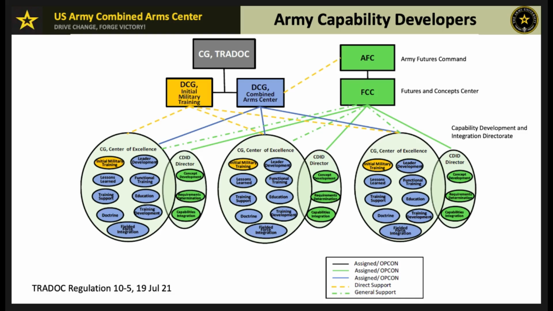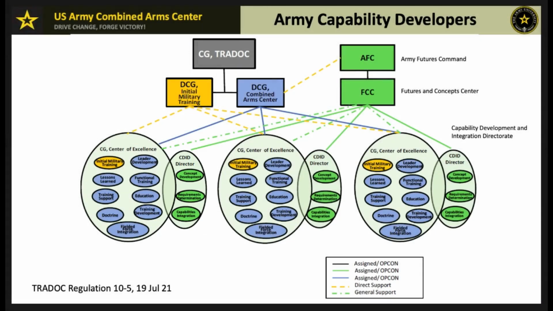This slide illustrates the critical roles of TRADOC, the Centers of Excellence, and the Combined Arms Center in developing Army capabilities. TRADOC, supported by its COEs, serves as the primary force behind doctrine development, organizational structuring, training, leader development, education, and personnel management. Each warfighting COE has a CDID dedicated to concept development, experimentation, and requirements determination. These activities directly support the COE's mission and align with the broader goals of Army Futures Command.